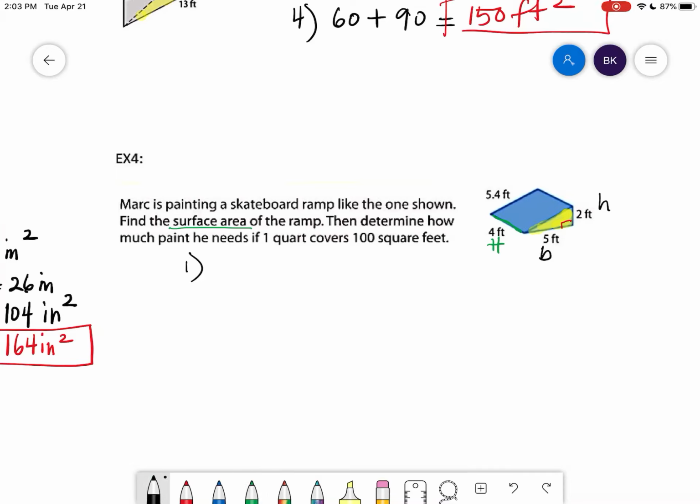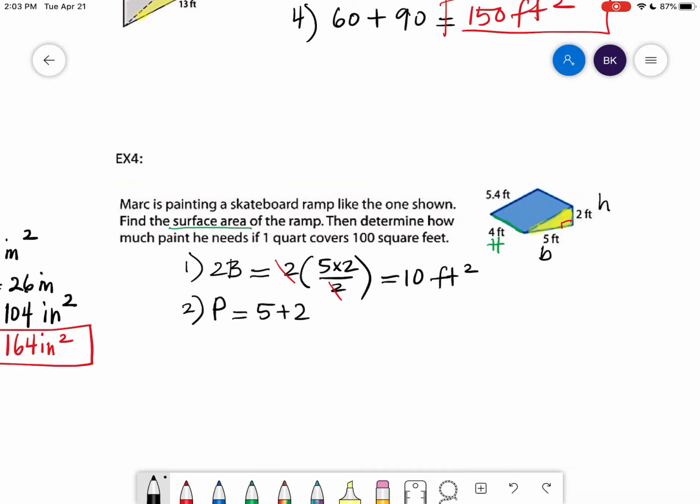So my first step will be, again, same thing, area of two bases, which is 2 times 5 times 2 divided by 2. I'm going to cross cancel my 2 and 2, and it's going to be 10 feet squared. Second step, I'm going to find the perimeter of the triangle, which is 5 plus 2 plus 5.4. Okay, and that should give me 12 and 4/10 feet.